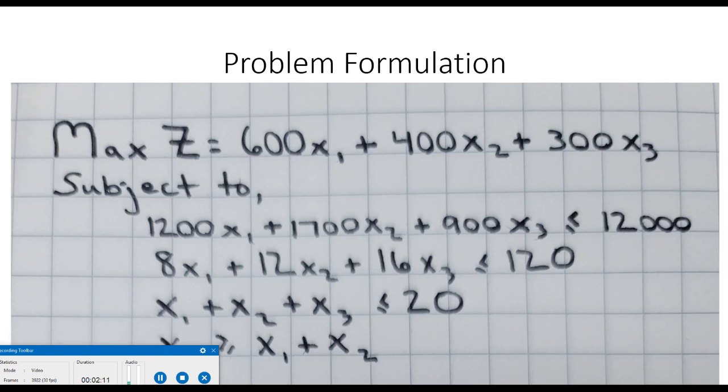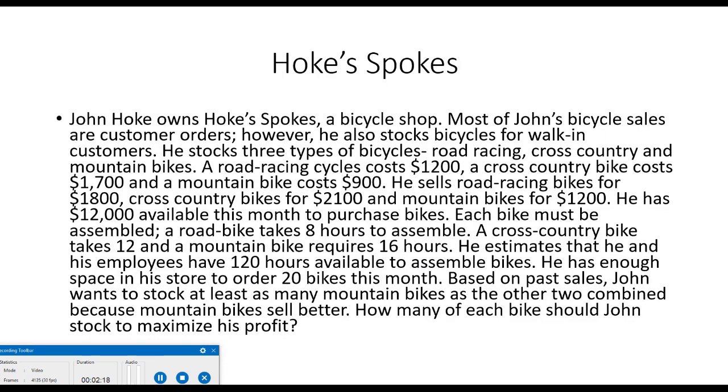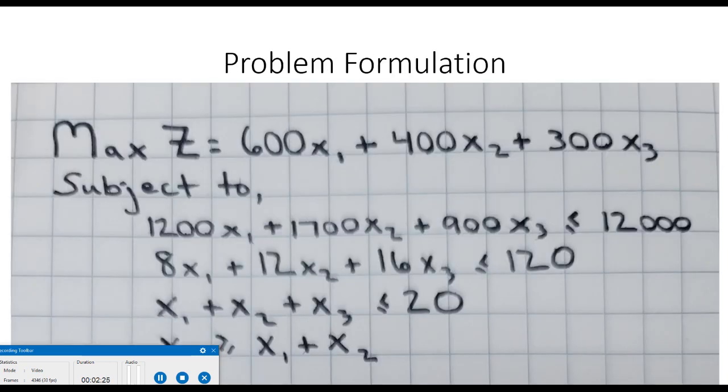Our first constraint, 1200x1 plus 1700x2 plus 900x3, is the cost of each bicycle, and it has to be less than the $12,000 that he has available this month to purchase bikes. Our second constraint, 8x1 plus 12x2 plus 16x3, is less than or equal to 120, and that is assembly time, the amount of hours it takes to assemble each bike, plus the total amount of hours he has for bike assembly.